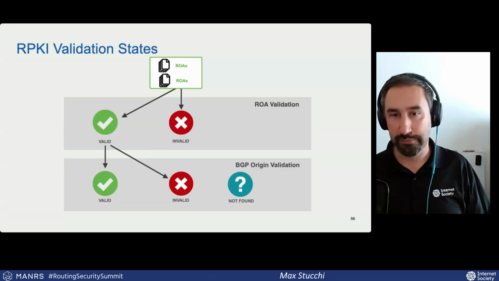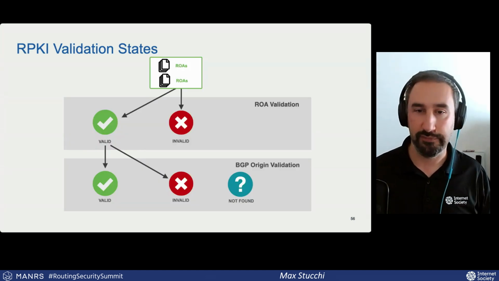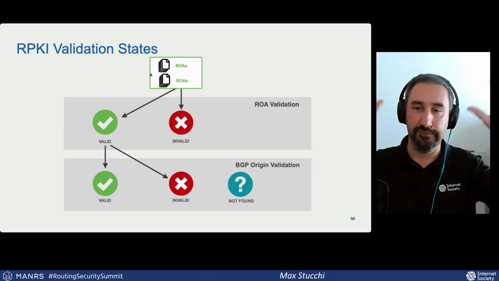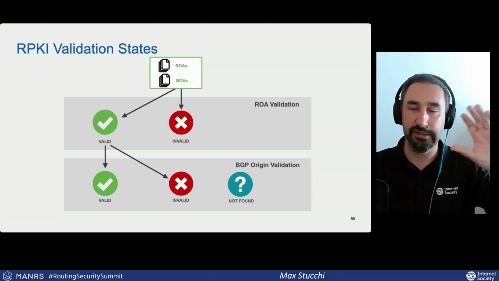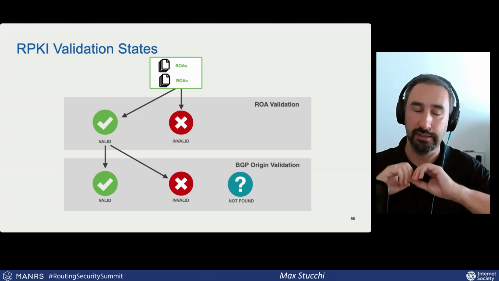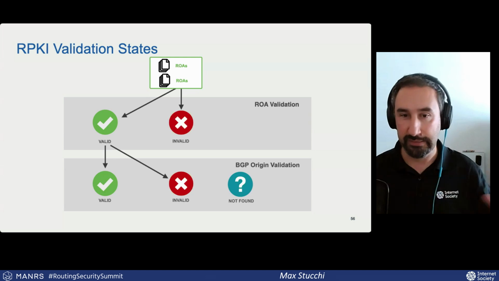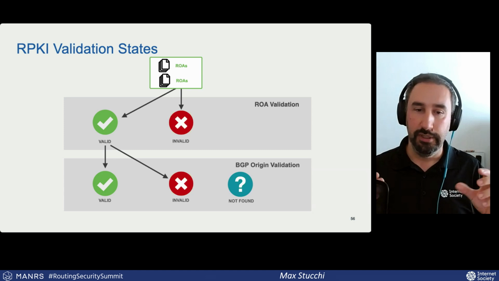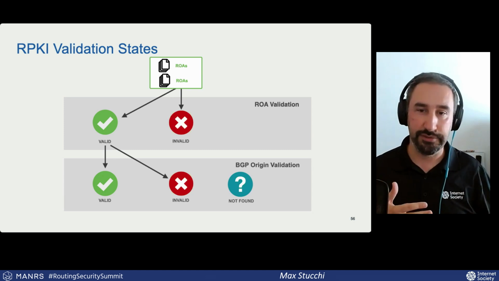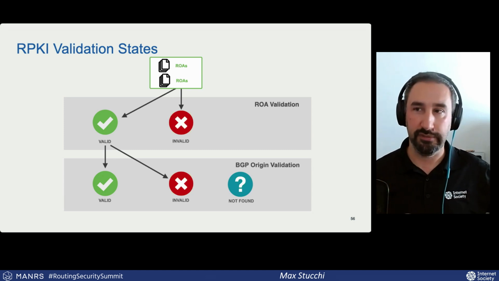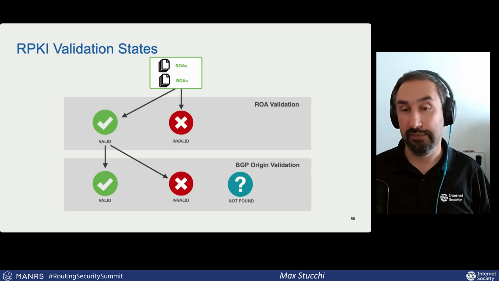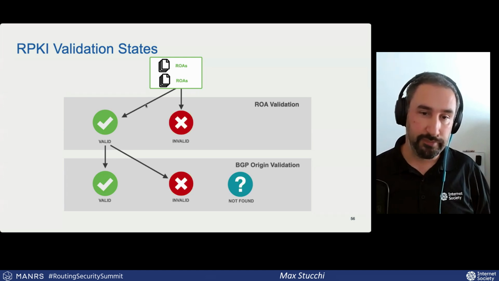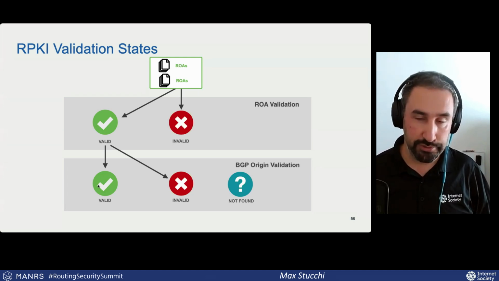So what are the states we have in RPKI origin validation? We have ROAs that get initially validated. And when we do a ROA validation, this happens in the relying party, in the validator, Routinator or RPKI client, or Fort, and so on. So there are two states. One is valid, so the ROA gets put into what's called the validated cache, or there is the invalid state where the ROA just gets discarded. So at that point, the valid ROAs are pushed to the router.